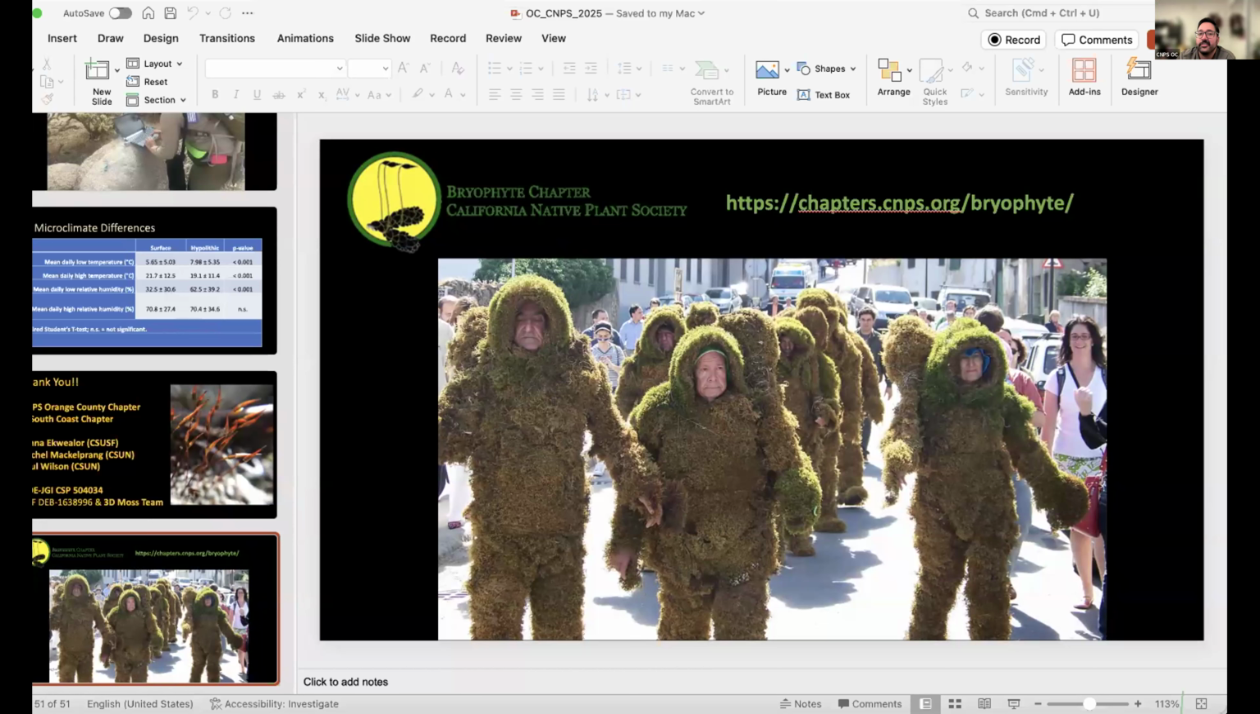Okay, cool. All right, two more questions. From Clint Kellner: do some mosses outcompete lichens, and do some lichens outcompete mosses?